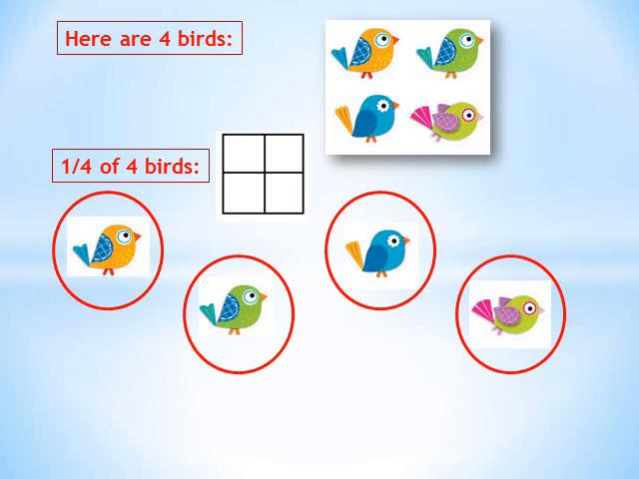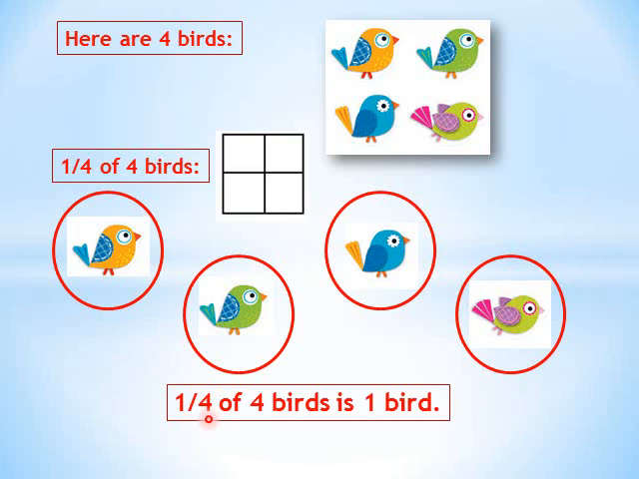How many birds do we have in each group? 1. So 1/4 of 4 birds is 1 bird. So why 1 bird? Because I have 1 bird in each of these 4 groups. Or I can say it in another way. 1/4 of 4 is 1.